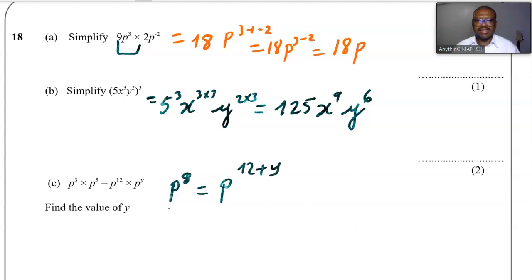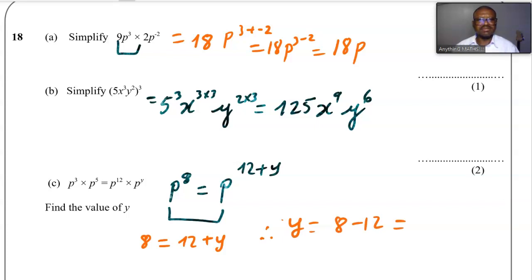Okay. Now, if p is equal to p here, then we can say 8 is also equal to 12 plus y. And therefore, y should be equal to 8 minus 12. And that will give us, do you know the answer? Minus 4.